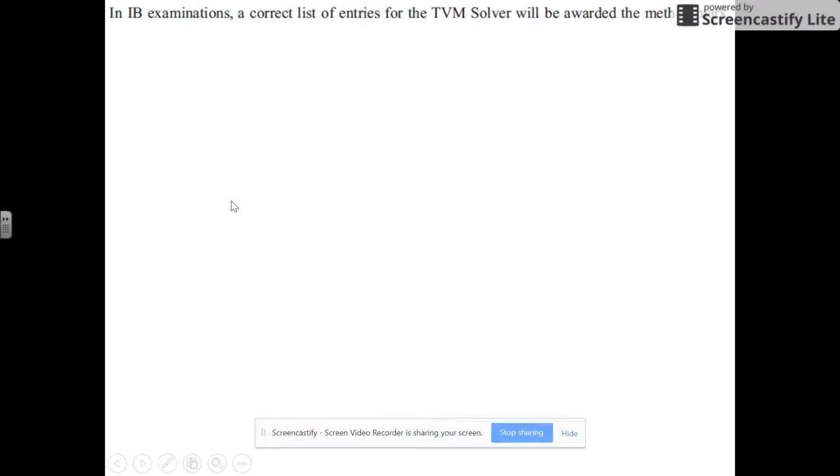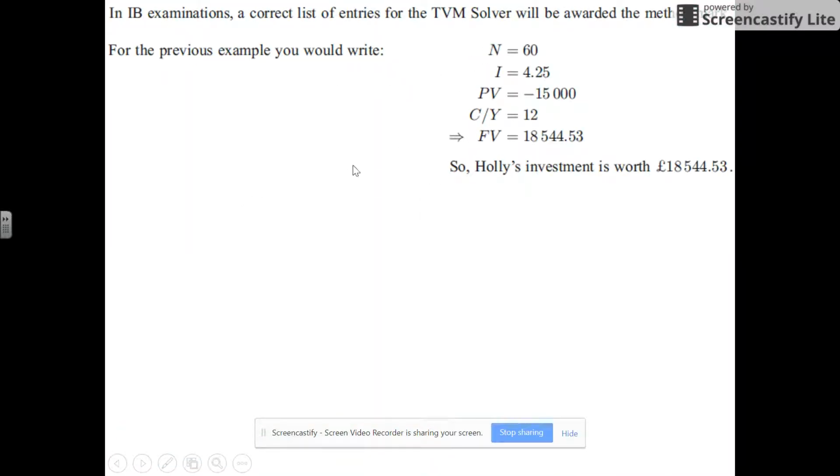So you know what the investment is worth. Notice it says for IB examinations, list of correct entries works for the method. So make sure you write what you put in your calculator, then you can use your calculator.